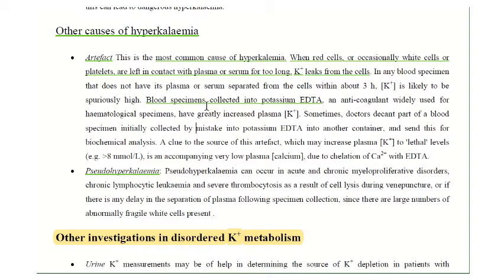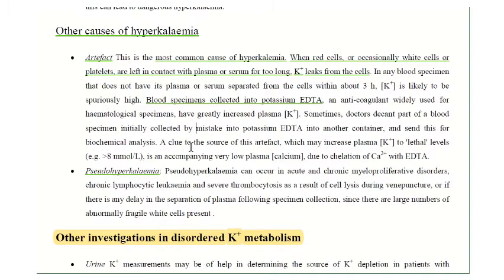وأيضا ال blood specimens اللي collected into potassium EDTA اللي هو an anticoagulant widely used for hematological specimens have greatly increased plasma potassium concentration. Sometimes doctors decant part of the blood specimen initially collected by mistake into potassium EDTA into another container and send this for biochemical analysis.